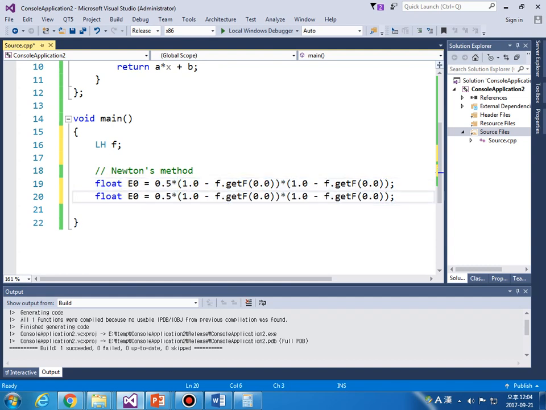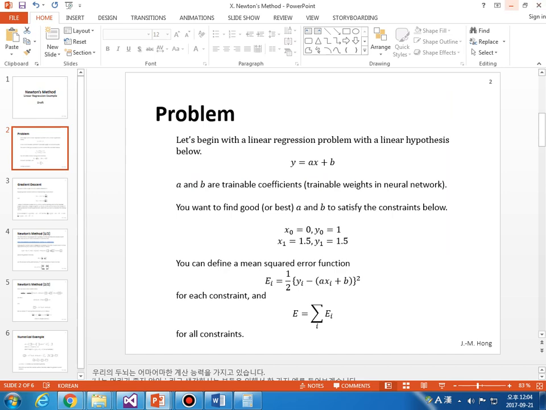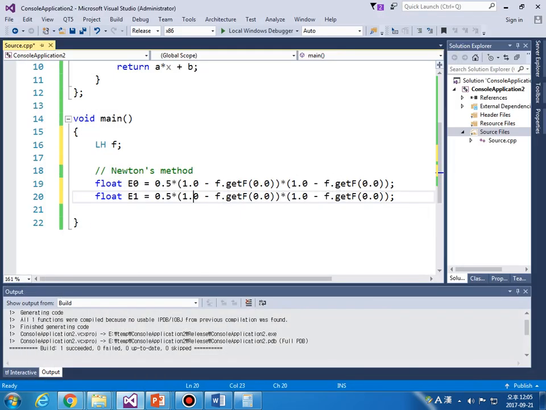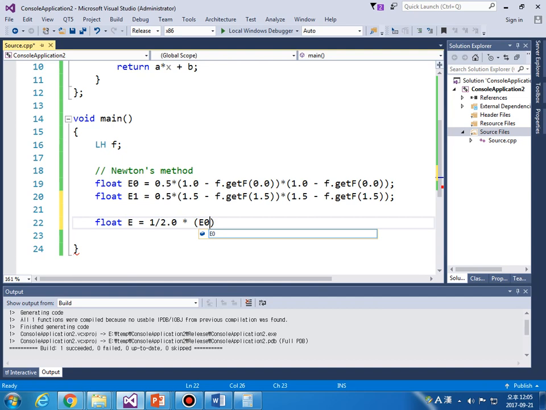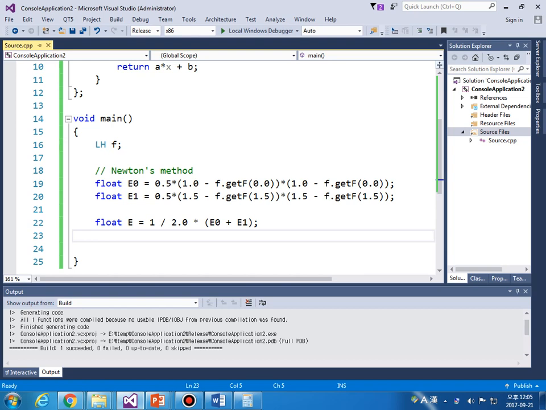And let's do it for the second constraint. So 1.5, 1.5. So total error can be defined in this way: 1 over 2, E0 plus E1. So we want to minimize this error.